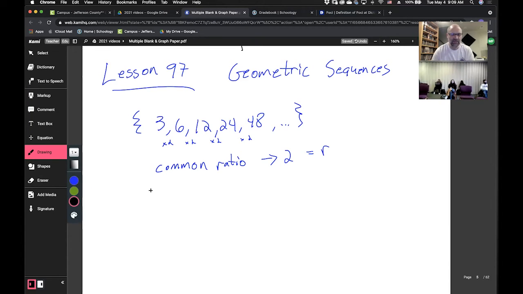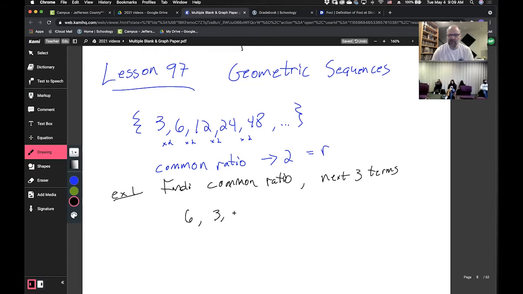So let's just try an example. You need to find the common ratio, and then the next 3 terms. Here's 6, 3, 3 halves, 3 fourths, and I want to find the next 3 terms. So find the common ratio. Basically, you just take 2 of these numbers and divide this one by that one. So 3 divided by 6 equals 1/2, or 0.5. So that's what you're multiplying by every term to get to the next term.